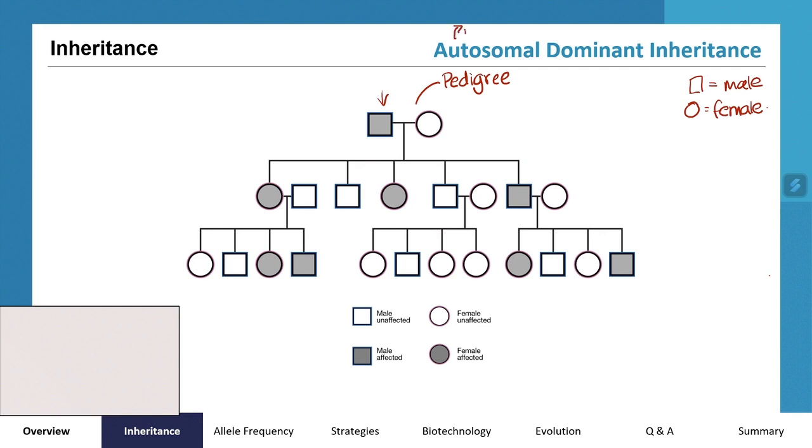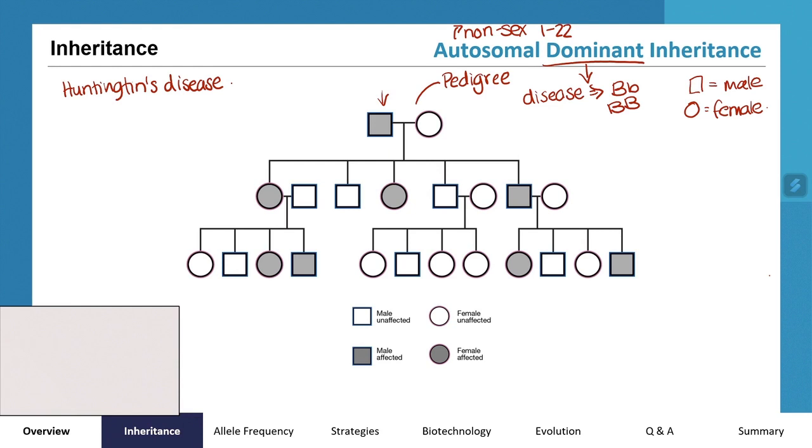Autosomal referring to the non-sex chromosomes, so chromosomes 1 to 22. Dominant meaning that the disease phenotype happens if you have any copy of the dominant gene. So if you've got BB or Bb, capital B's in your genotype. So let's just say an example of this is Huntington's disease, right? It's a disease that causes nerve breakdown over time, but you're not required to know any of that.